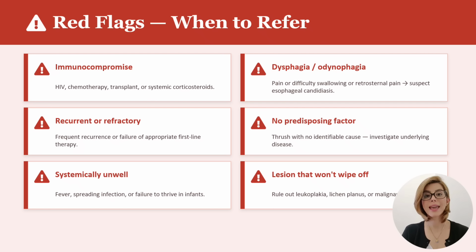Fourth, and this is a subtle one, thrush with no identifiable cause, because that can be the first clue to an undiagnosed underlying condition. Fifth, a patient who's systemically unwell, or an infant who's feverish or not feeding. And finally, a white lesion that doesn't wipe off. That is not thrush until proven otherwise.